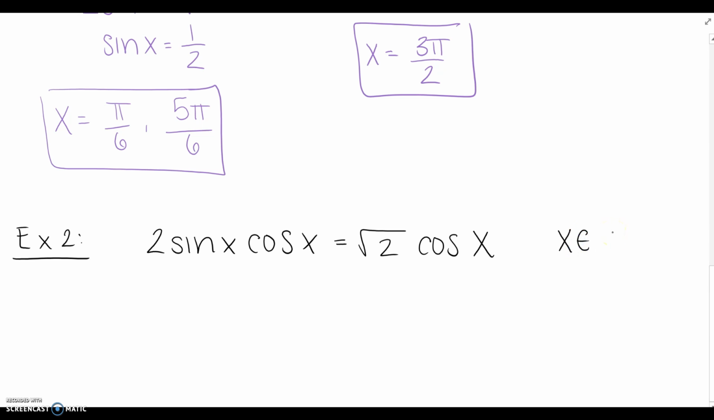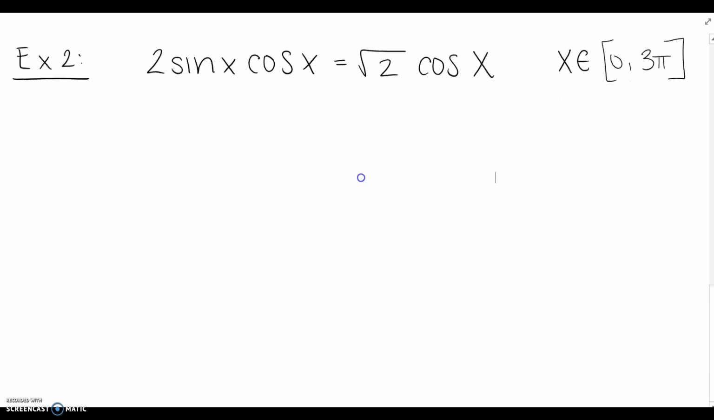Anyways, x is an element of 0 to 3 pi. So that means we're going 2 pi, 3 pi. Okay, so the first thing we want to do is rearrange so that we equal 0 on one side, because we can't combine to get one trig function alone.